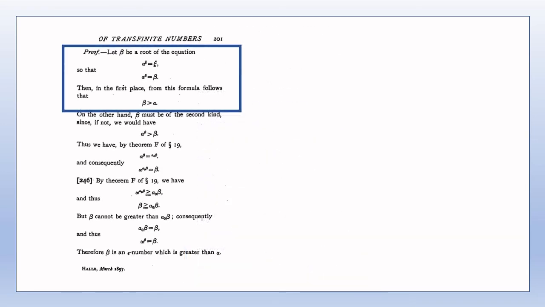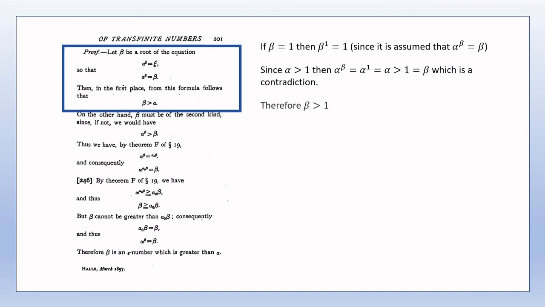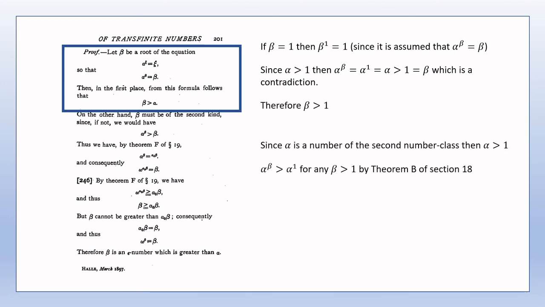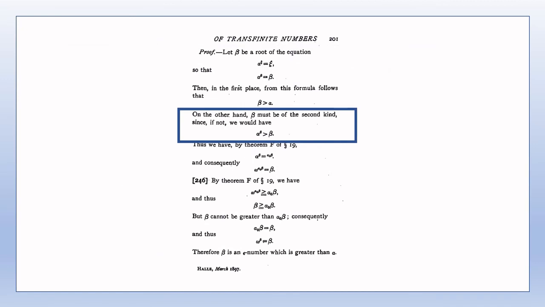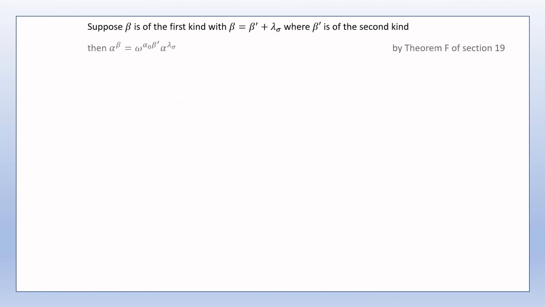Even though it's deduced at the very start of the proof of Theorem H that β is greater than α, it still needs to be shown that β must also be an epsilon number. The justification that β is greater than α is shown on the screen. The claim that α^β is greater than β in the case that β is a number of the first kind is shown on the screen.